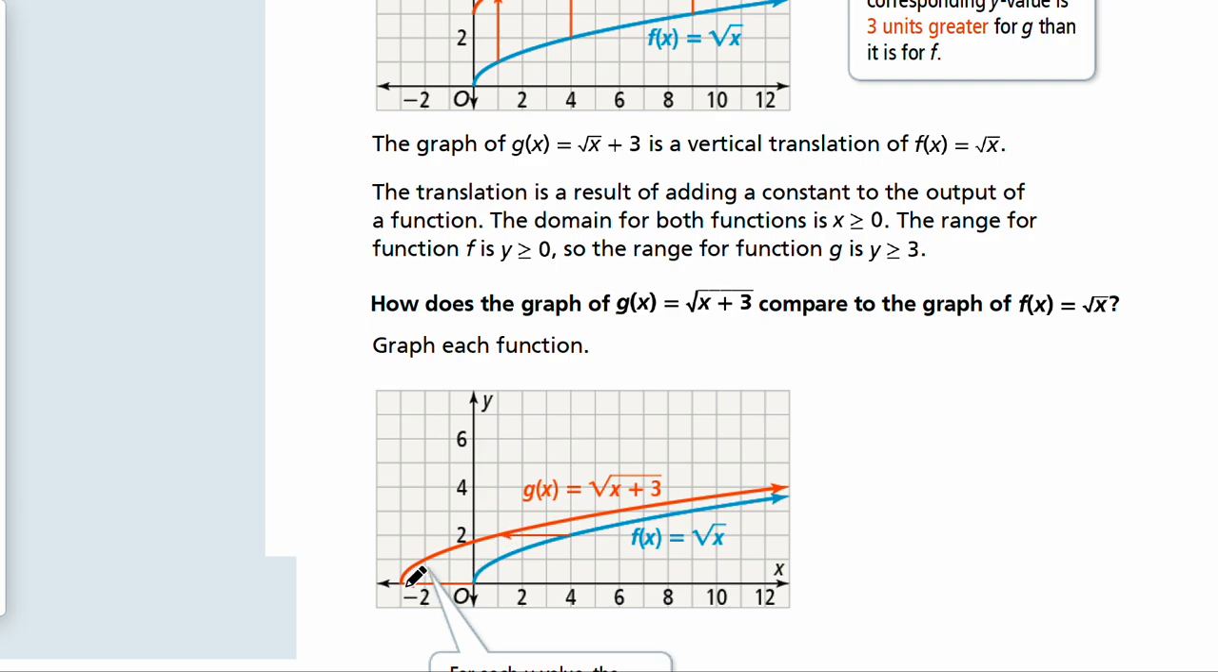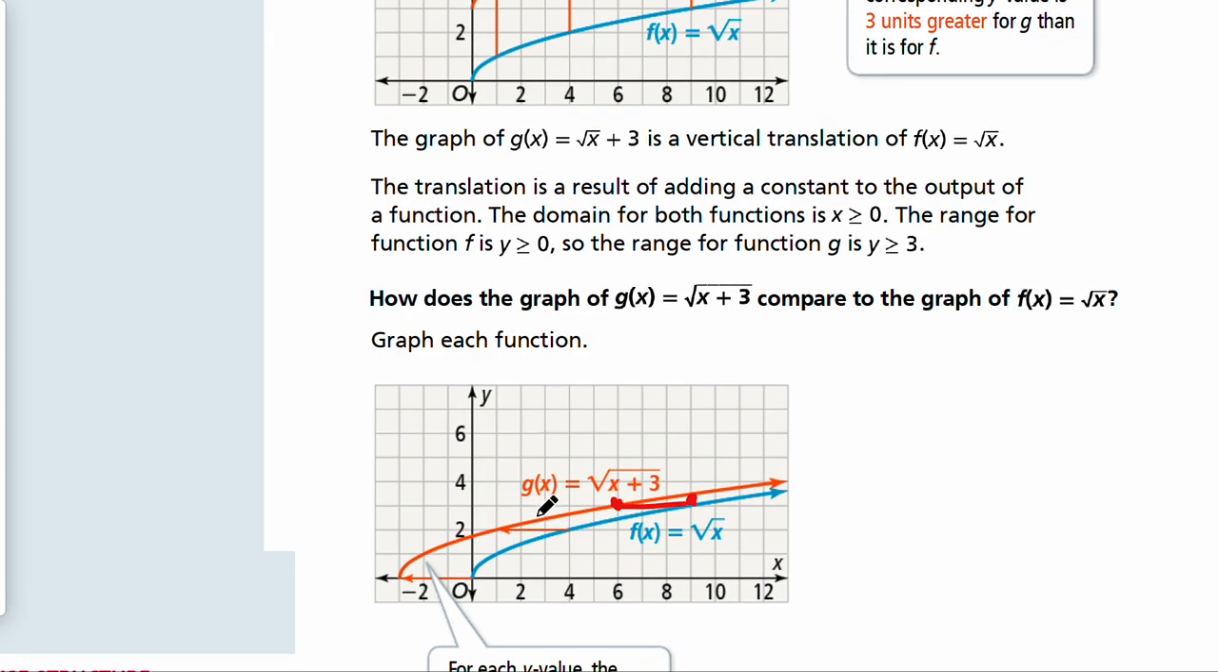But no, if you look at it horizontally, actually all the points are moving the same distance horizontally. So this point right here is moving this much. It's moving exactly 3 units to the left, right? So from here to here, it's moving 3 units to the left. So, translation 3 units to the left.